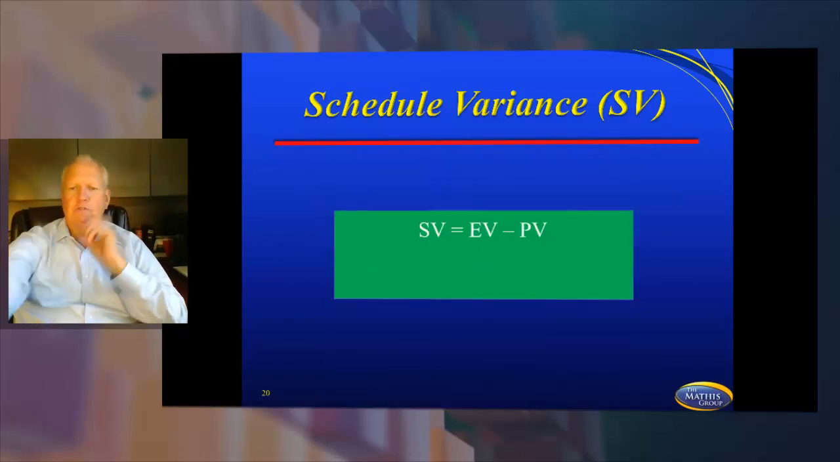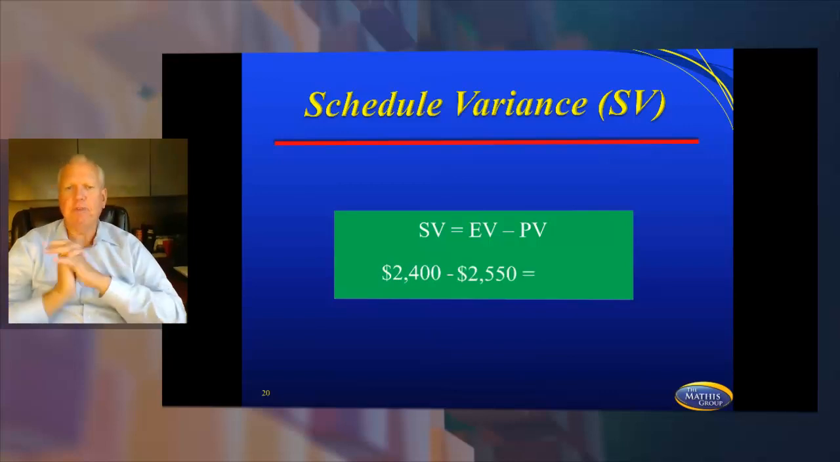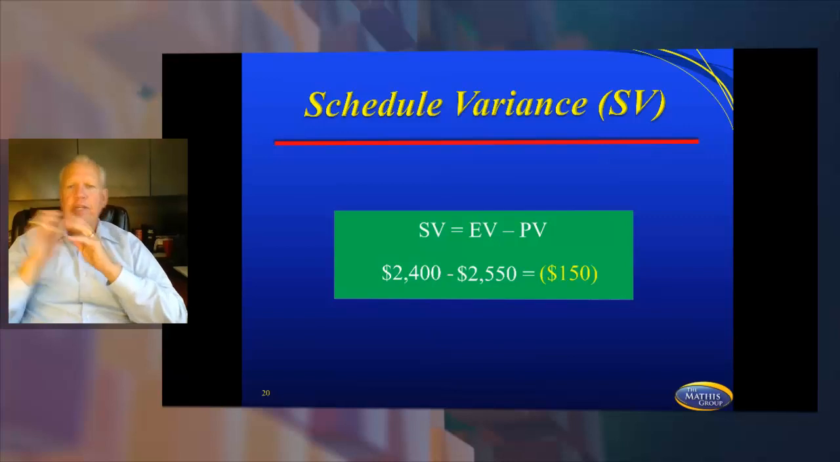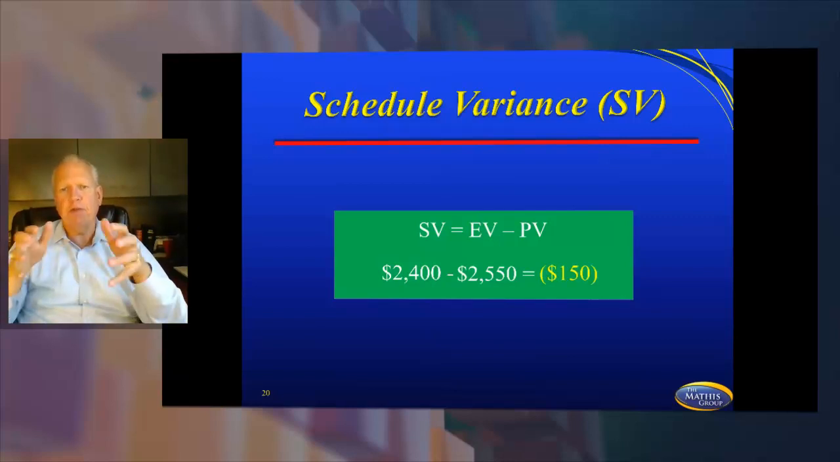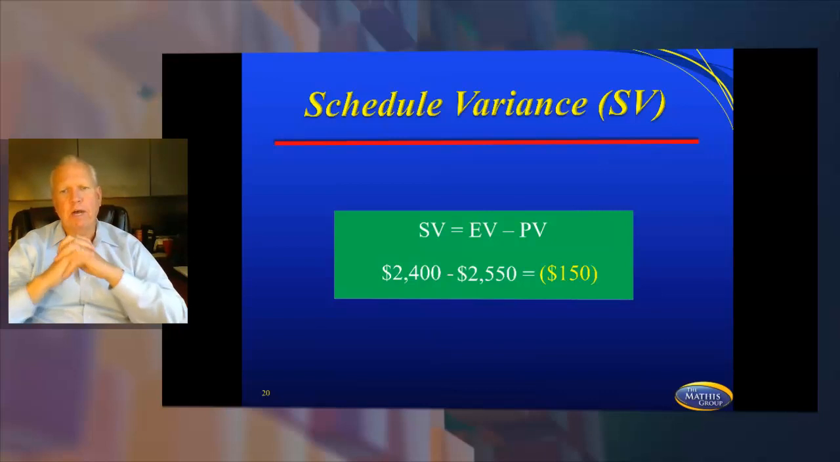So you've got schedule variance, earned value minus planned value. So we have $2,400 minus $2,550, and that's going to give me a negative $150. And so those parentheses around that are going to show that's a negative. So if it's a negative, I know that we are behind schedule. If it's a positive, I know that we're on schedule. Since this is a negative, we know we're behind schedule.